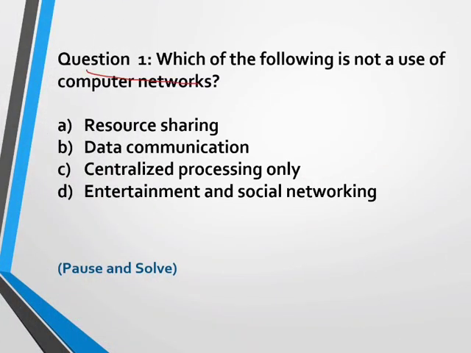Question number 1. Which of the following is not a use of computer networks? Is it resource sharing, data communication, centralized processing only, entertainment and social networking? Pause and solve. And the answer is centralized processing only. While centralized processing can be part of a network, the primary purpose is to allow for distributed resources, not to be limited to centralized processing.